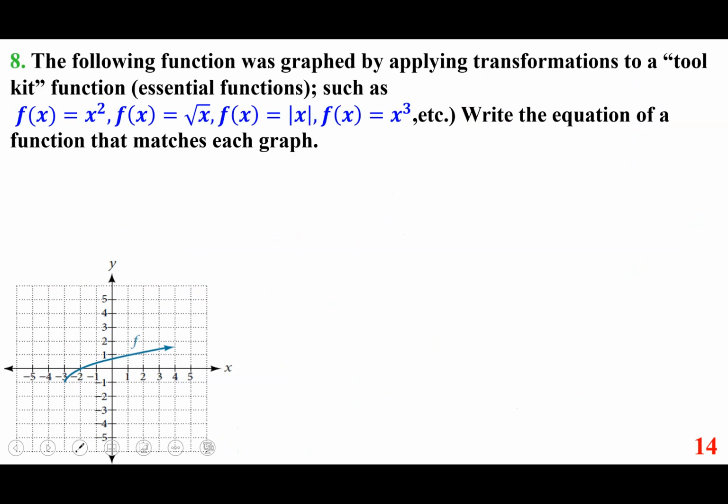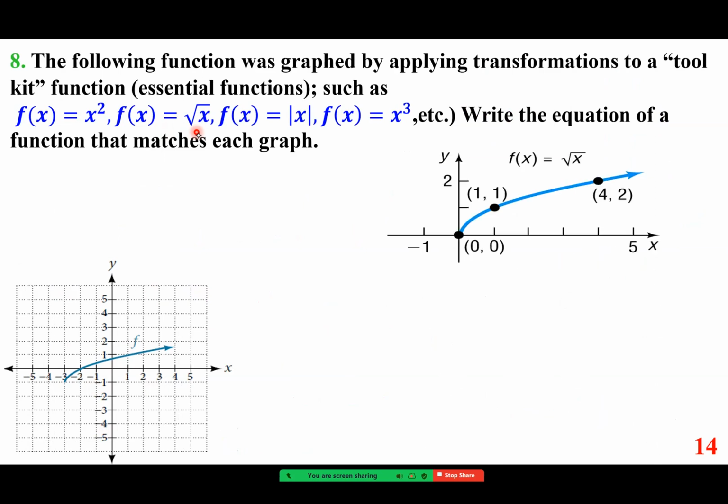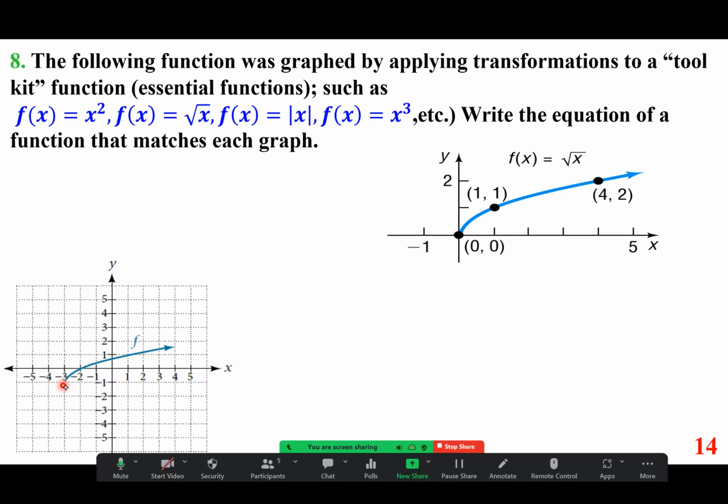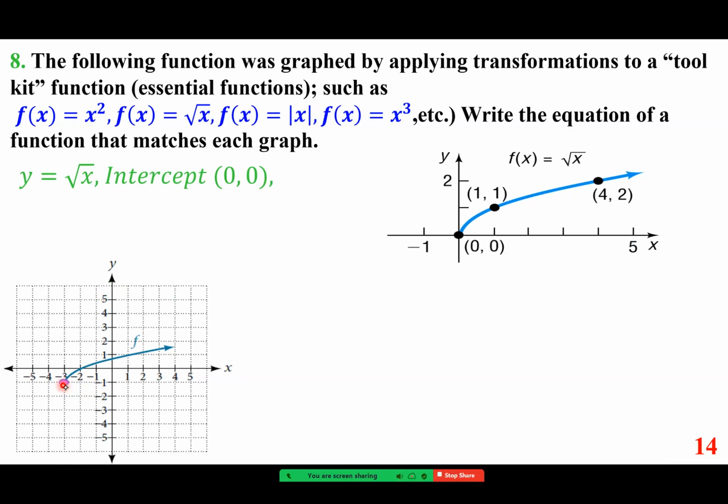All right, now we have this function. And we have one of those essential functions. And I hope you recognize this is y or f of x equals square root of x. You should recognize that. That's why we should be familiar with those. And as you can see, for example, this point, the x-intercept is located at (0, 0), and now it has a different location. And you want to write the new location, namely (-3, -1). So here's the original one, and here's the new one.